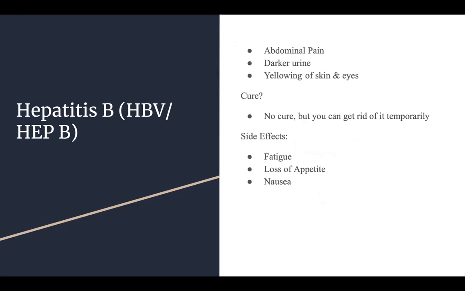Another example would be hepatitis B, also known as HBV or HEPB. Again, both men and women feel the same side effects. There's abdominal pain, dark urine, and yellowing of skin and eyes. For this hepatitis, there is no cure, but you can get rid of it temporarily. Once you get rid of it, you'll still be a carrier of the disease, so it's not something that can go away forever. And then you also feel fatigue, loss of appetite, and nausea.